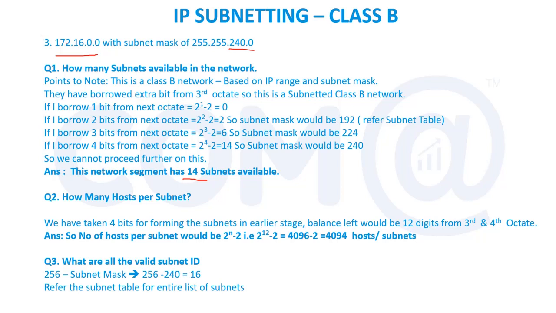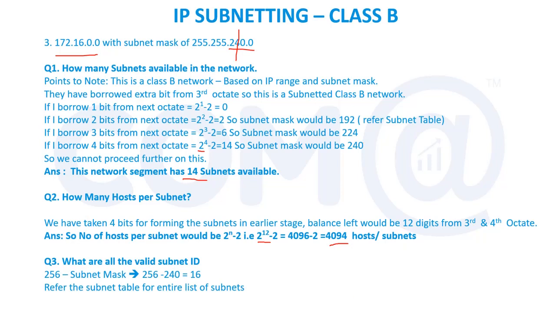Maybe this is a supernet and this is a subnet, right? So 14 subnets I can have. Now, how many hosts can I have? I have borrowed 4 bits, right? And out of 16 bits, the balance is 16 minus 4, which is 12. So 12 bits you have, right? So you can have 4094 hosts per subnet. Earlier we saw 2 subnets only, but now it is 14 subnets. Each subnet can have approximately 4000 hosts.